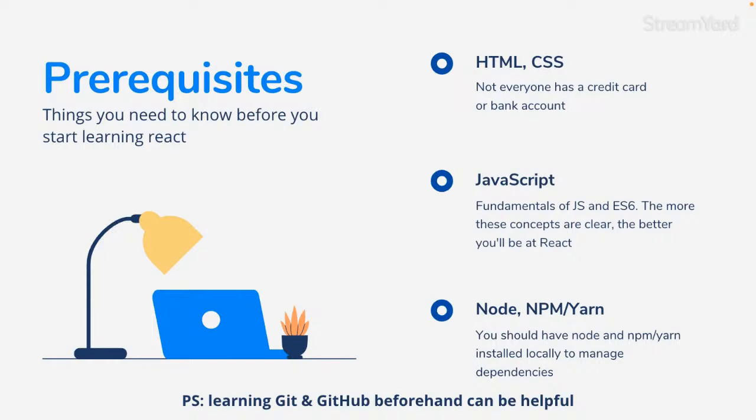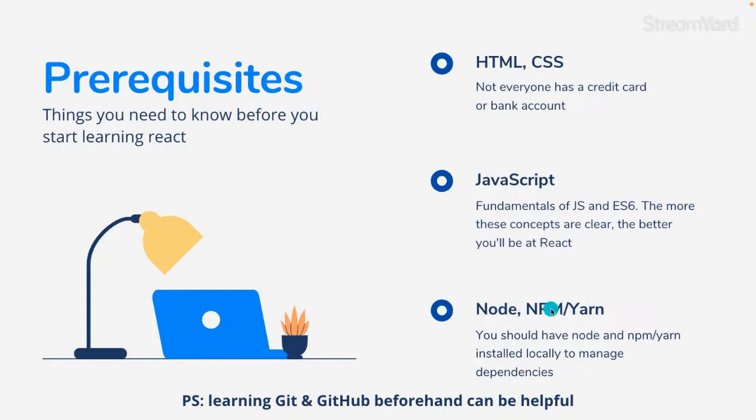These two are the main prerequisites, and the other thing that you need to have in your local system to set up your development environment is Node and npm or Yarn.